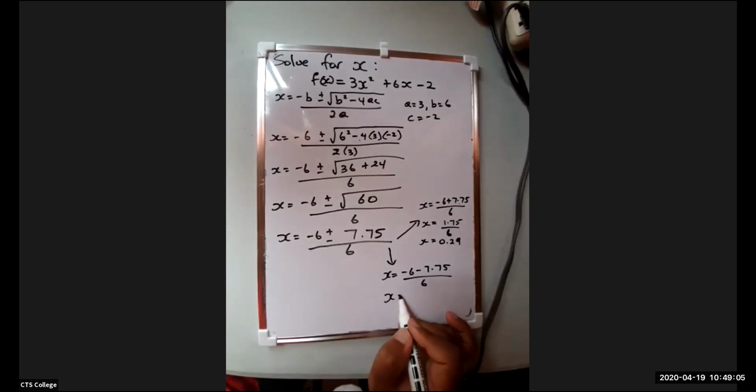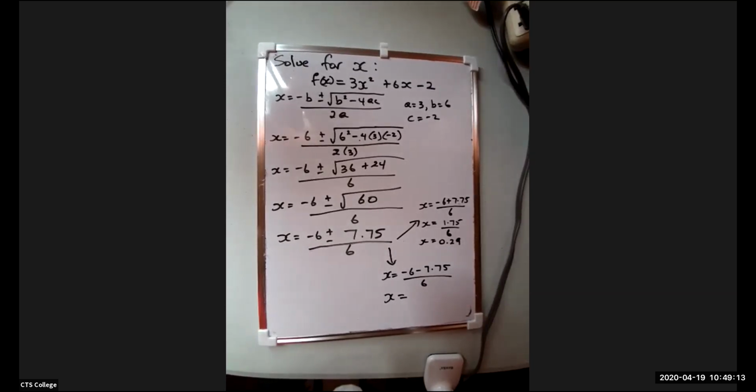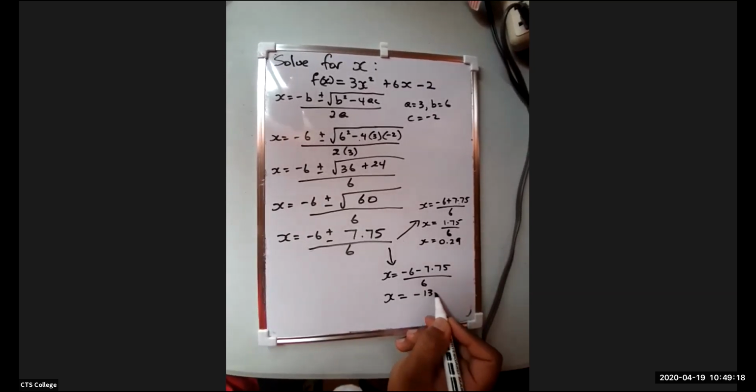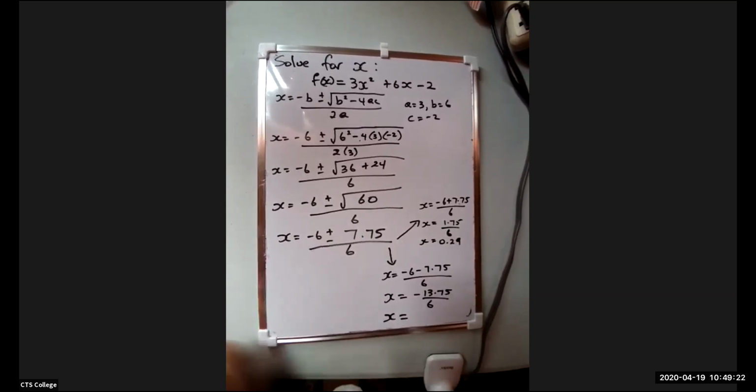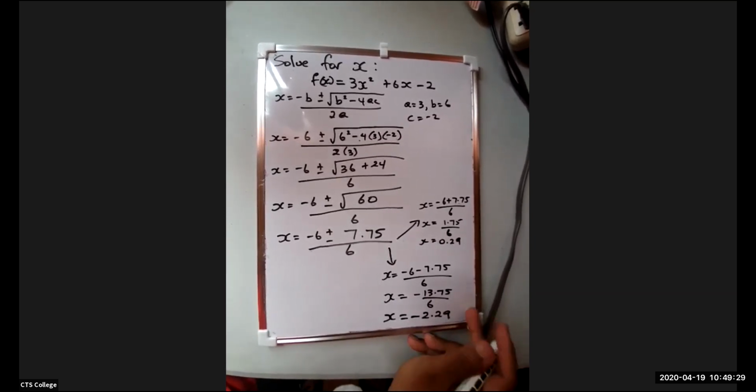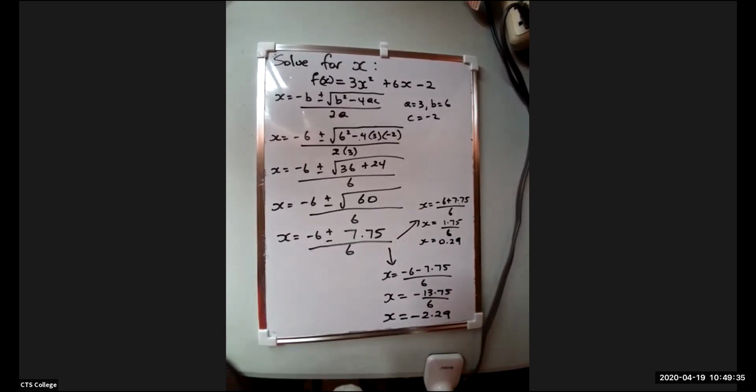Next one, x is equal to negative 6 minus 7.75. This will give us negative 13.75 all over 6. So x is equal to negative 2.29, of course, the 2 decimal places, or if you want to have it to 1 decimal place, it will be negative 2.3. Any questions so far?